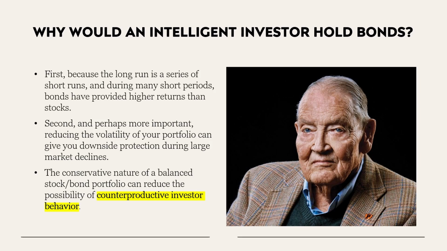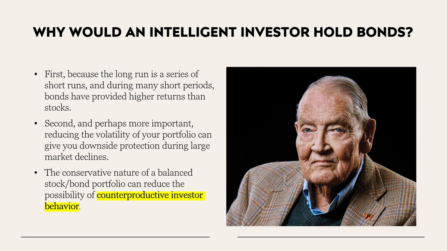But why do we need downside protection? For that, the third point which Bogle makes is that the conservative nature of a balanced stock and bond portfolio can reduce the possibility of counterproductive investor behavior. That's something we have to understand. This behavior is the major key that makes sure retail investors are not earning good returns because of their incorrect behavior, and this is termed counterproductive investor behavior. Because when the markets are running, they are going to put all their money in.